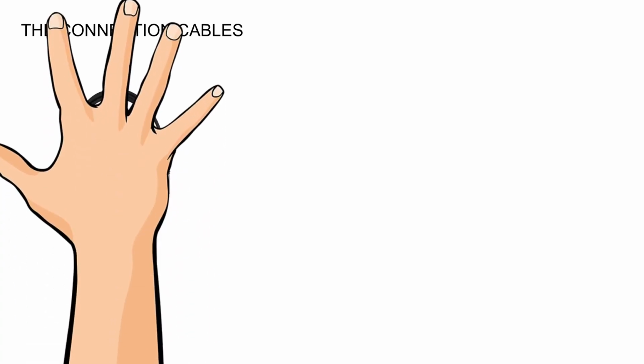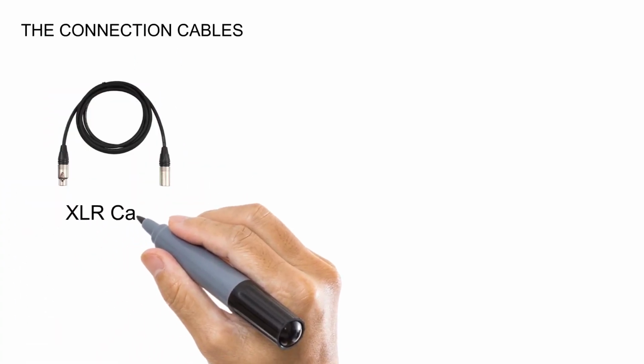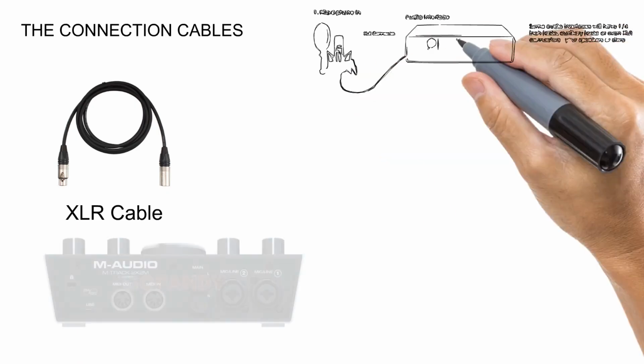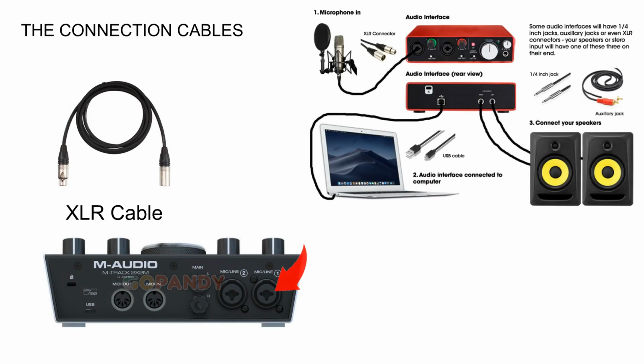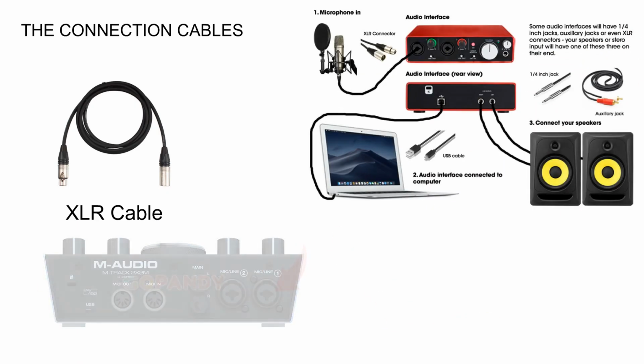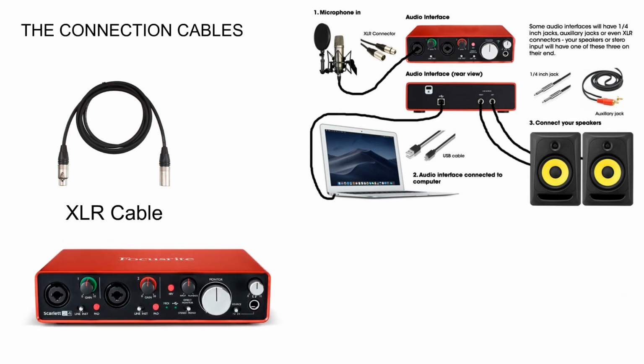Next up are the cables. All these items come with their own cables, but in case they don't, you can buy them. There are different cables for different functions. This one is an XLR cable. This cable is for connecting your microphone. This is the best type of cable for microphones because it's balanced. This will go to the mic connector, and this will go to your sound card.